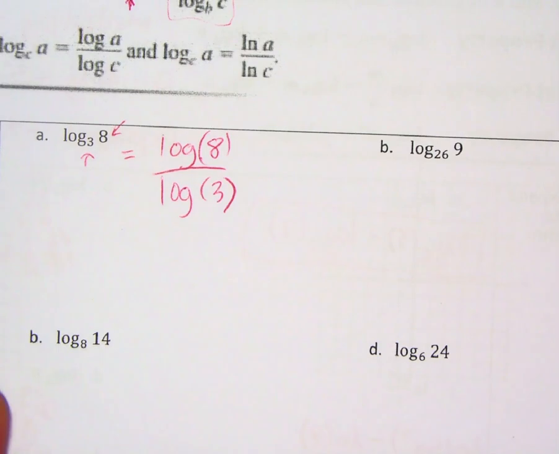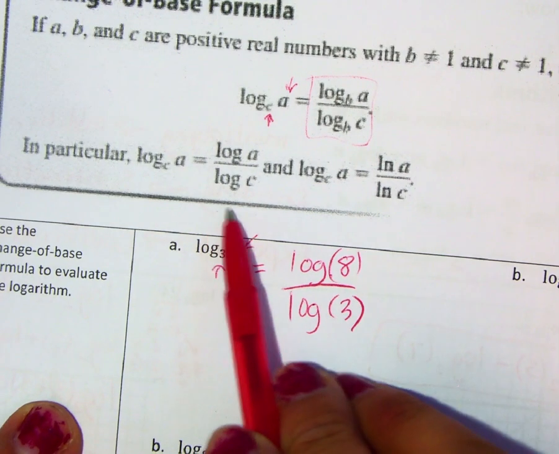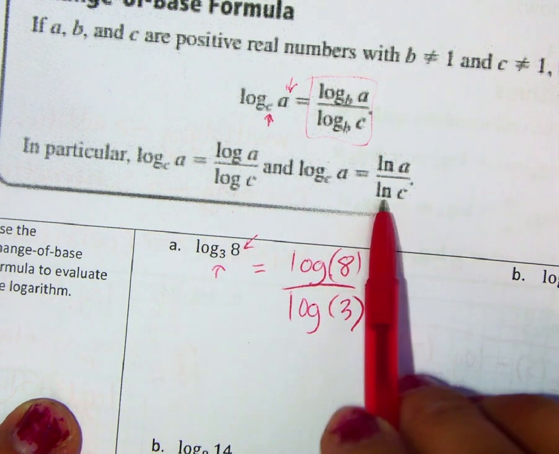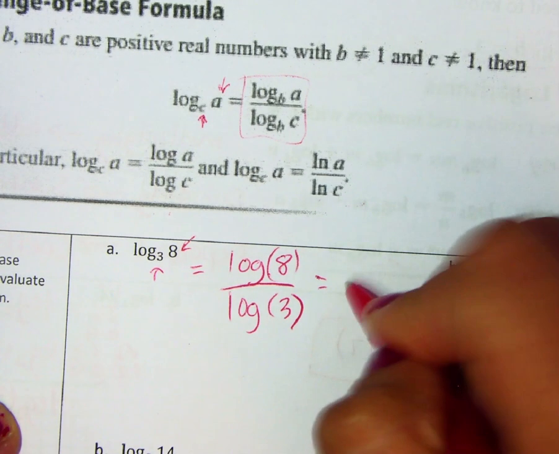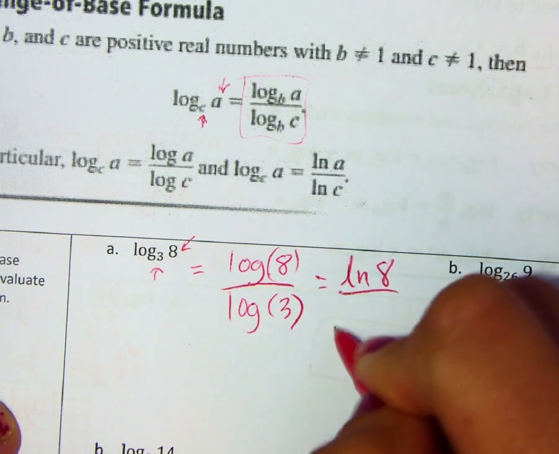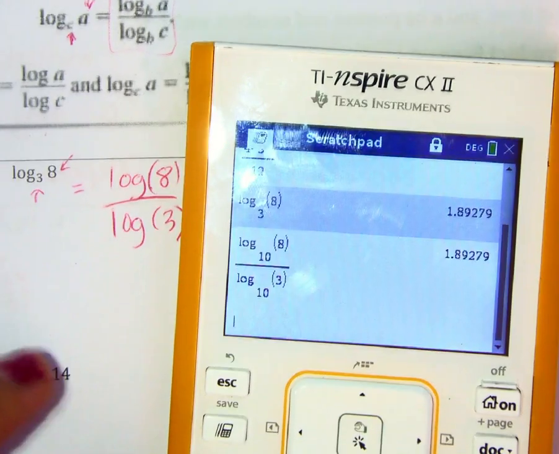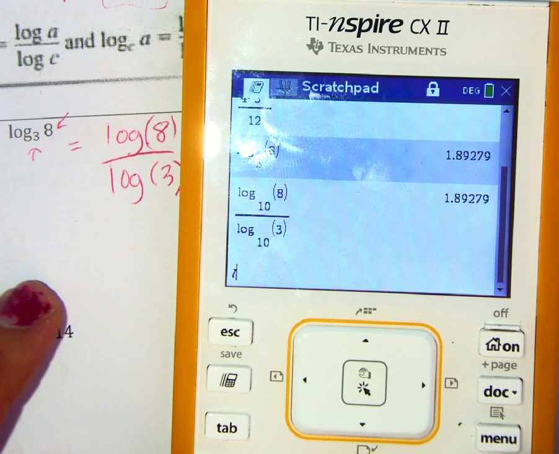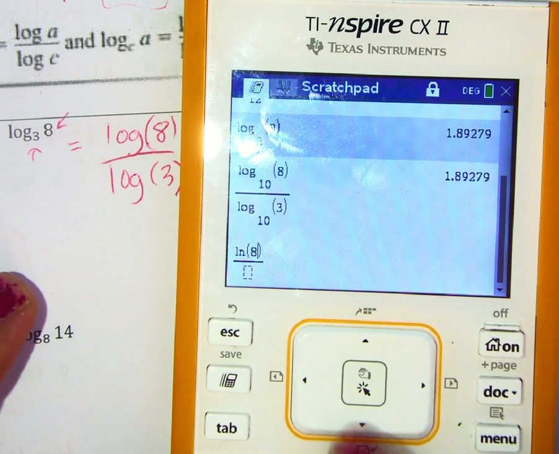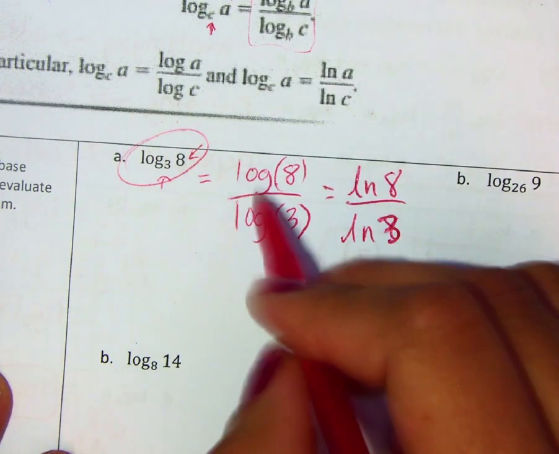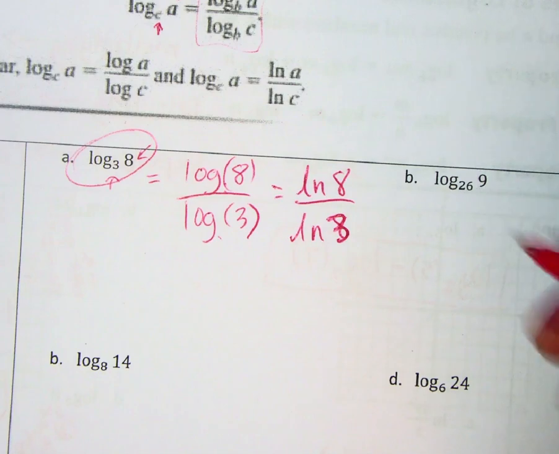Which also means in this example right here that if you have a log that was converted the same way, it also could be written as natural log of the argument over the natural log of the base. So just to show you that, I'm going to show you the natural log version of this. And notice it's the same decimal. So this paper is in the back showing you how you can rewrite any base to base 10 or natural log if needed.